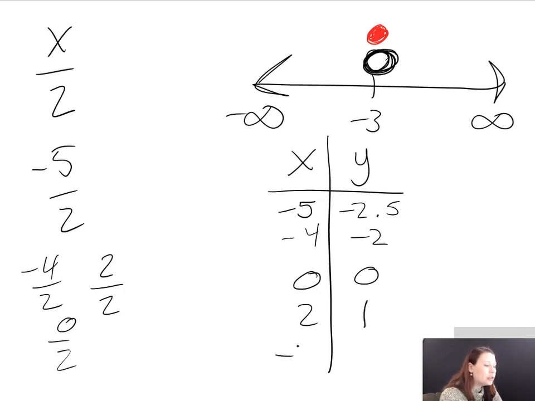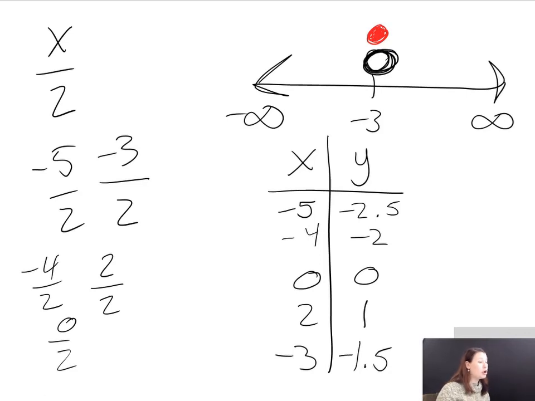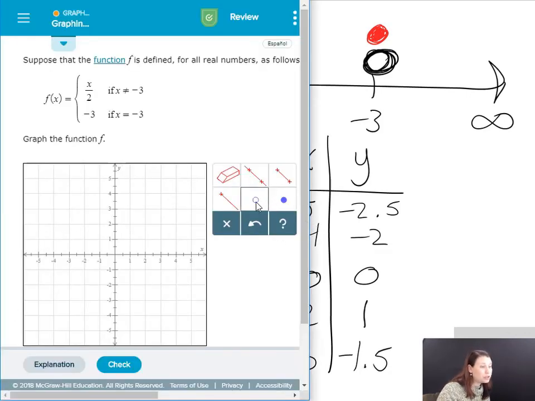So let's actually do -3. -3 over 2, well, -3 over 2 would be -1.5. So we should put an open circle there. So let's choose the open circle. At -3, we go down 1.5. So open circle there. Okay, now, well, let's think here. How do we connect to this then?